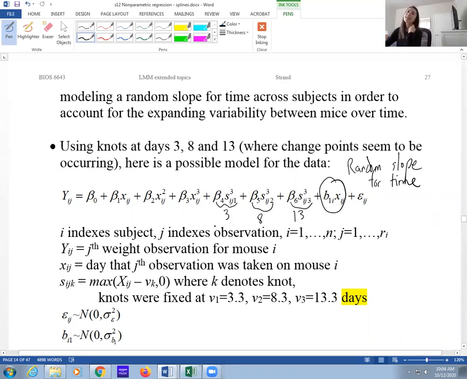Let's say in your data, up until 3, it looked flat. Could you do something in your model so that you basically don't have an effect up until 3?